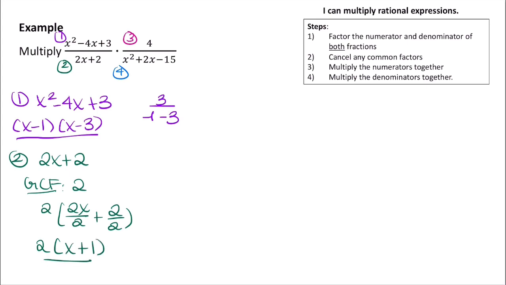The next numerator, the second numerator, is just 4, and it may seem silly why I'm factoring like this, but I'm just going to write this as the product 2 times 2. And now let's finally do the last denominator.